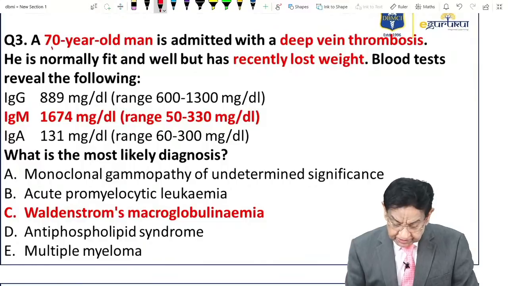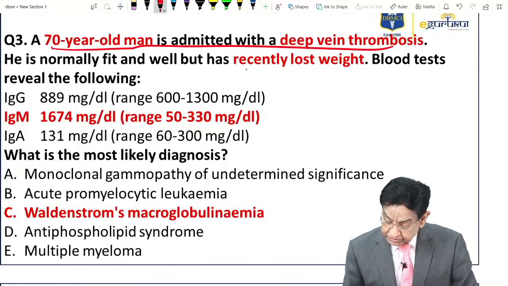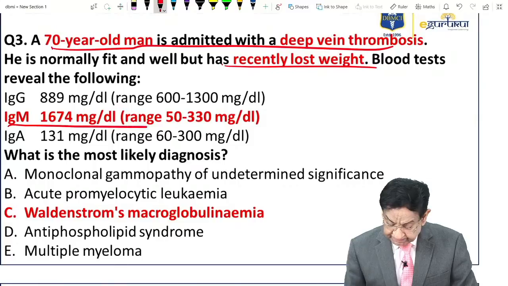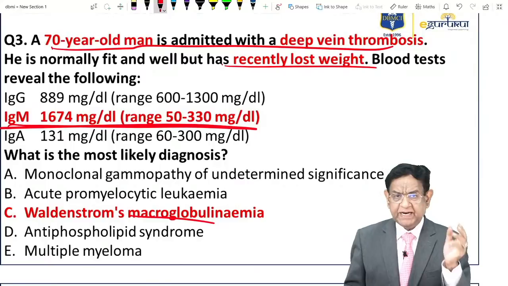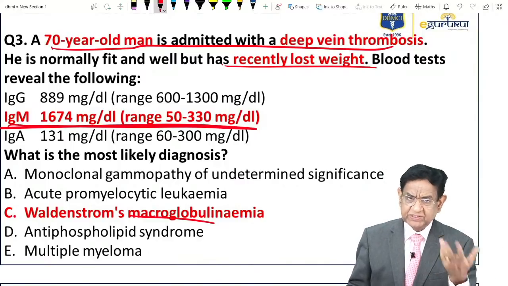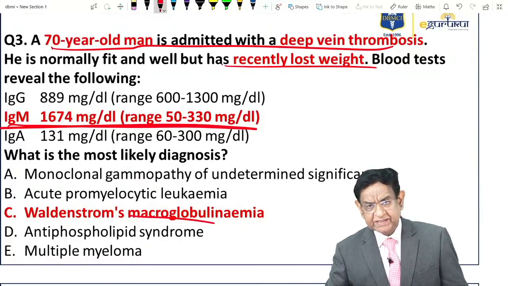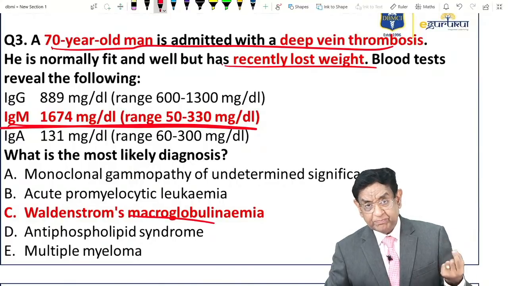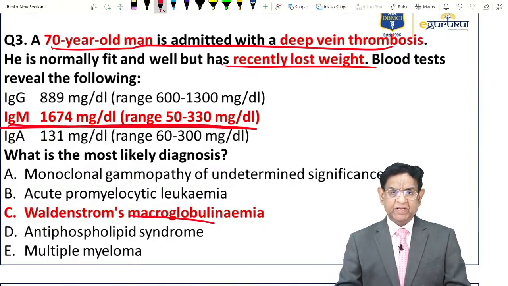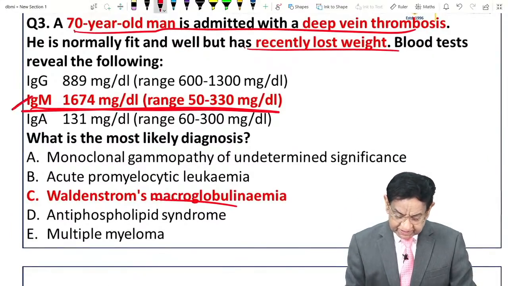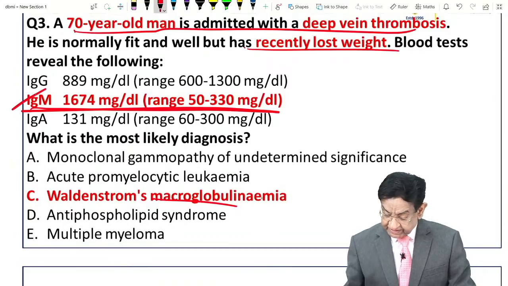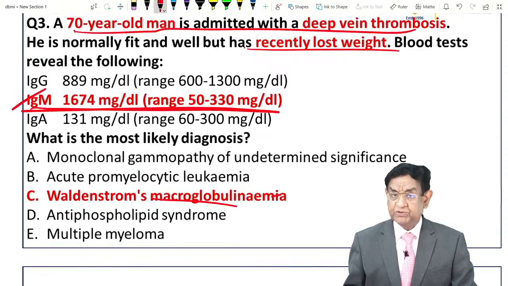Question 3: 70-year-old, deep vein thrombosis, recent weight loss, IgM level is increased. Well done, Tom. Now you notice that in any series, the first question gets a lot of weightage. By the time we are ending the second, third, fourth question, the subject starts looking very easy because your basic concepts are strong. With this, you can answer any question throughout the world. So IgM level is increased. That is a scene that we see in Waldenstrom. Let's look into the other options also.